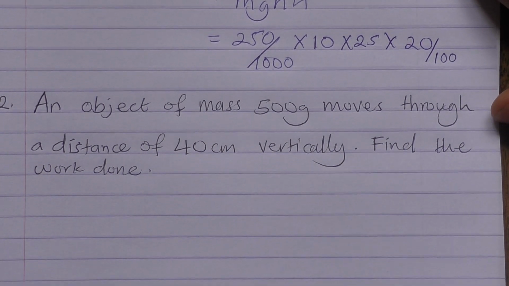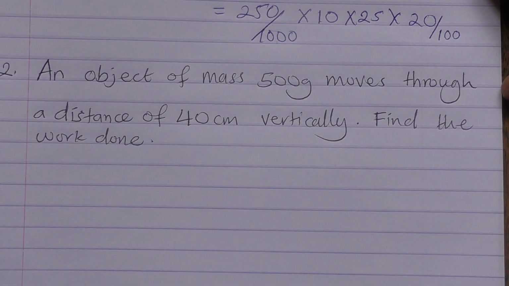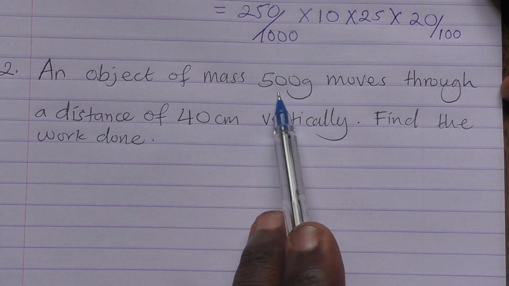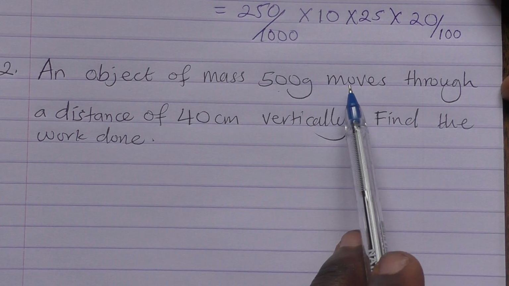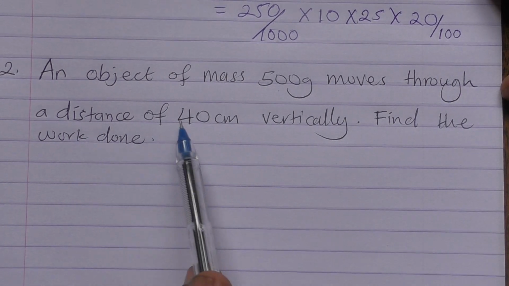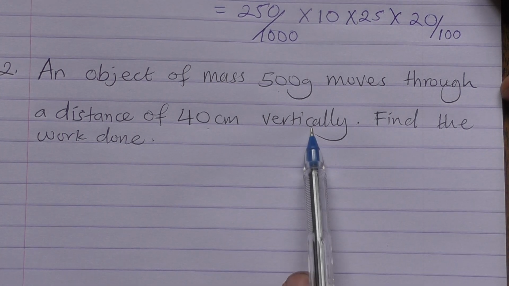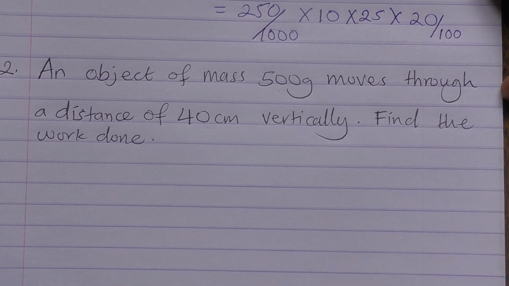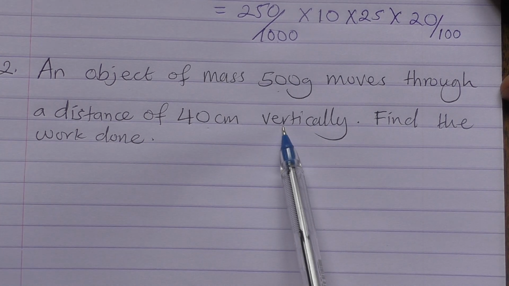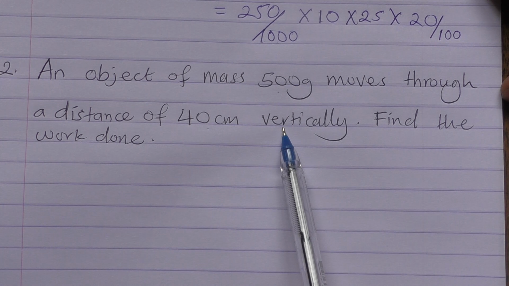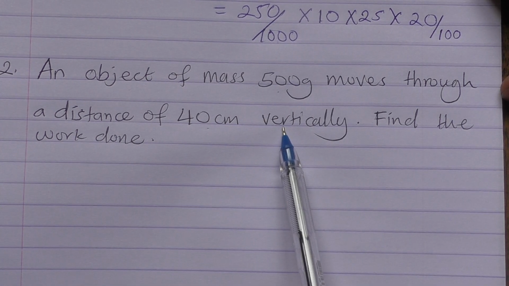The second example is telling us that an object of mass 500 grams moves through a distance of 40 centimeters vertically. So they want us to find the work done. The moment we see a vertical motion where we have force, we shall use mg instead of ma, because for vertical motion a equals g.